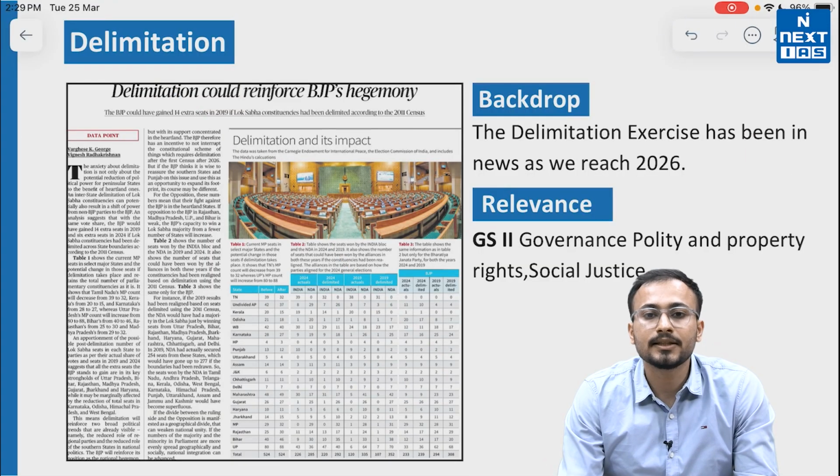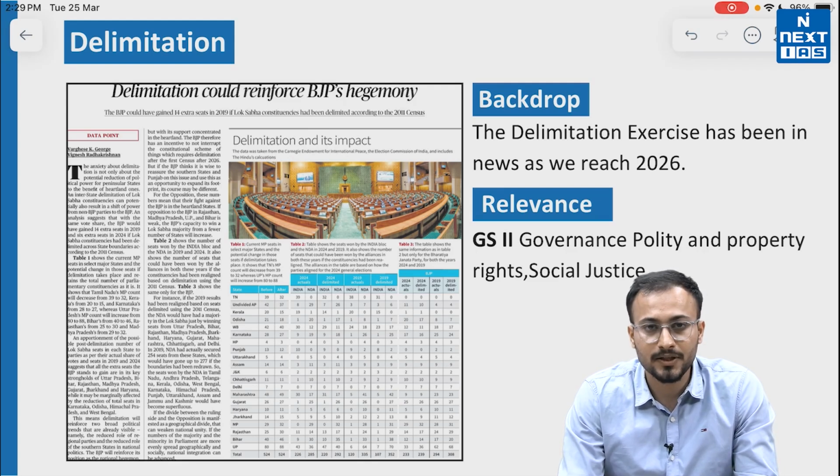Now moving on to the third article, that is delimitation. The delimitation exercise has been in use for a while now, and it is important from the GS2 and Indian polity perspective. And even last year in the 2024 prelims, we find that there was a question on the delimitation exercise. So let's start the discussion.